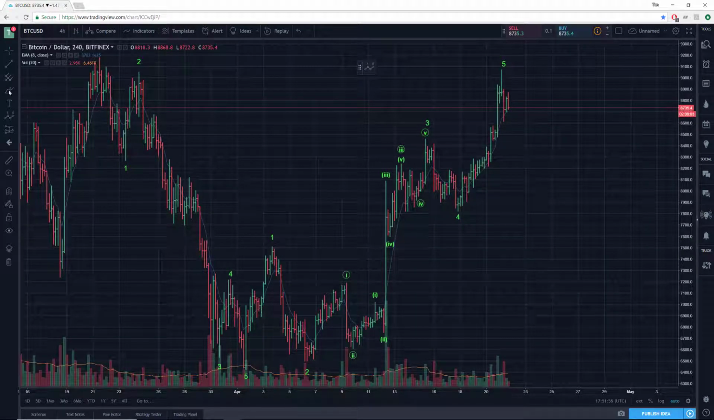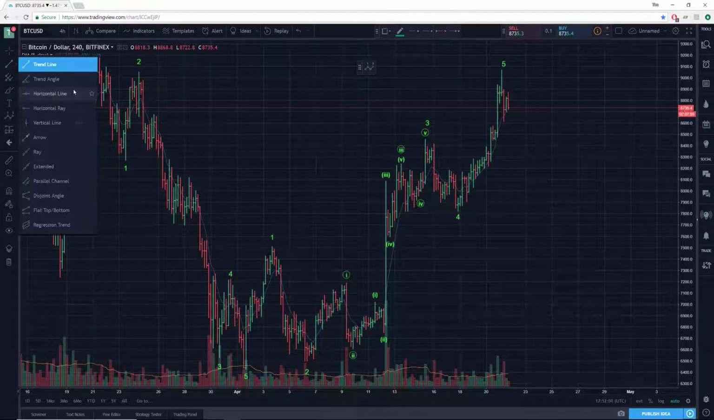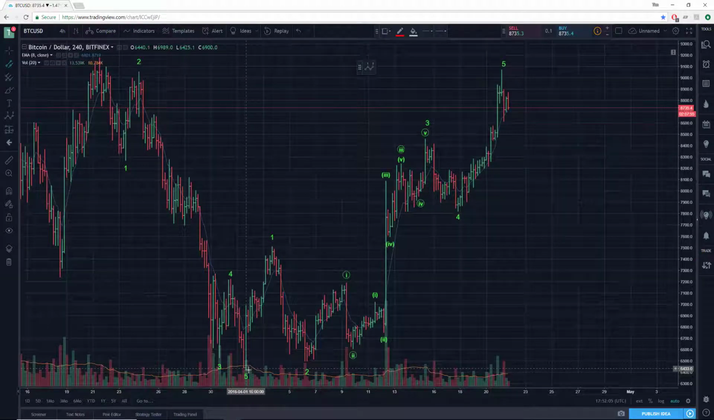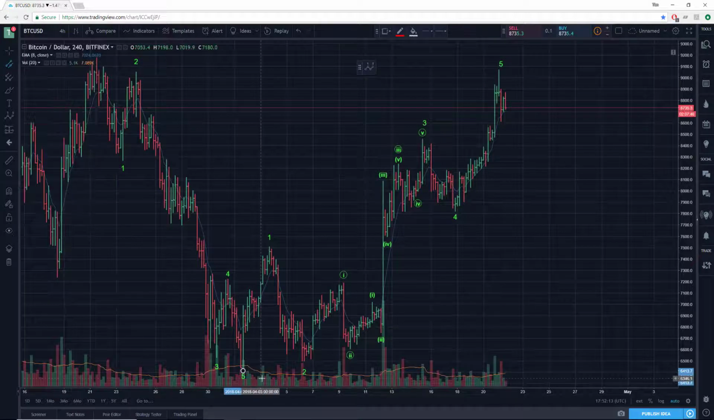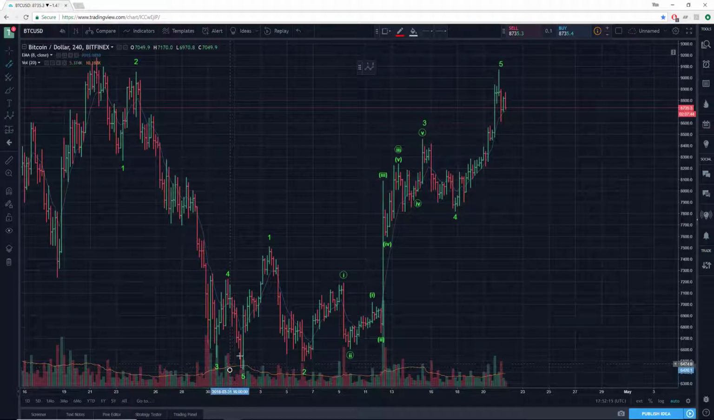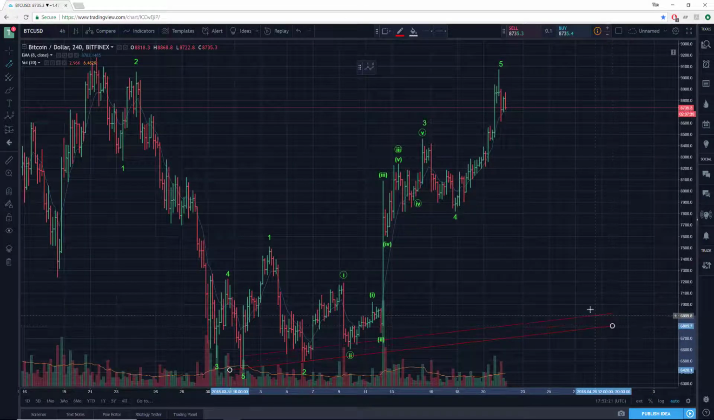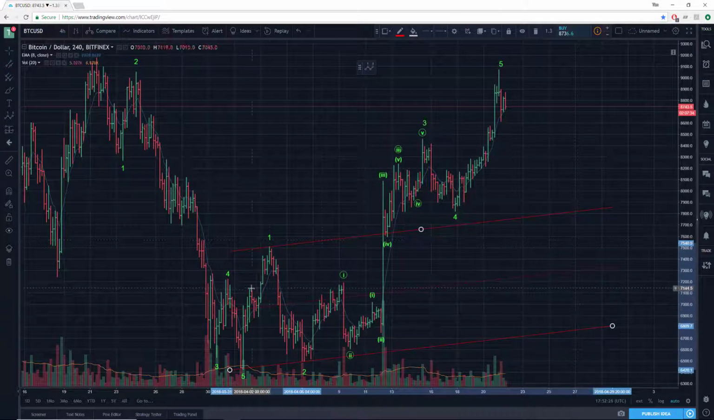And let's say we throw a base channel on here, okay? That channel work is something you can do to help with your wave labeling. So for a base channel, you take the origin of wave 1, okay? Let me get the channel going here. Parallel channel. You take the origin of wave 1 off the extreme of wave 2, and then in parallel off the extreme of wave 1, and that's called your base channel.